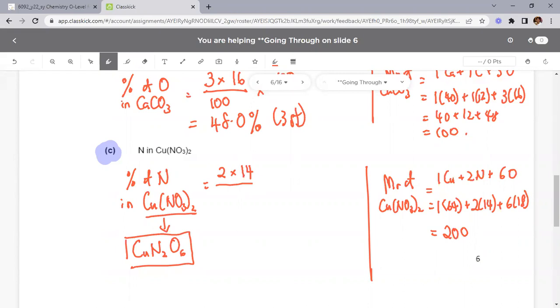So now I know that this is 200. Then I multiply by the percentage, which is 100. So it's 28 over 200 times 100. You're gonna get 14%. Sorry, I'm not gonna write 14%. I'm gonna write 3SF. So 14.0%. Okay, this is the answer for part C over here.